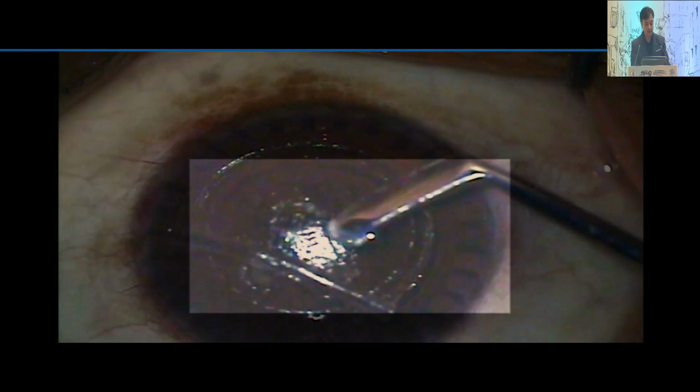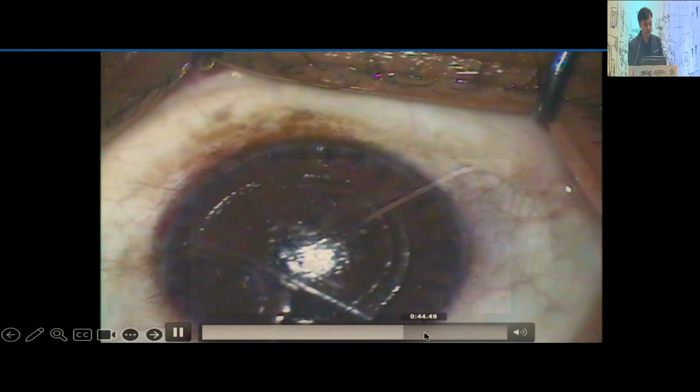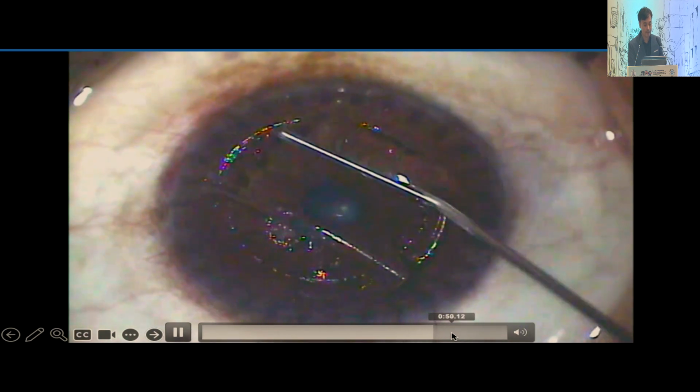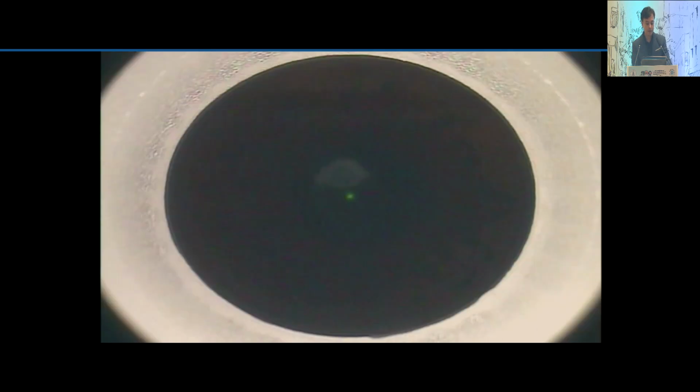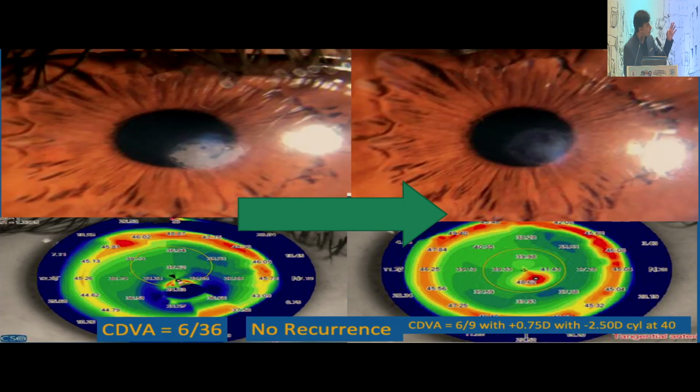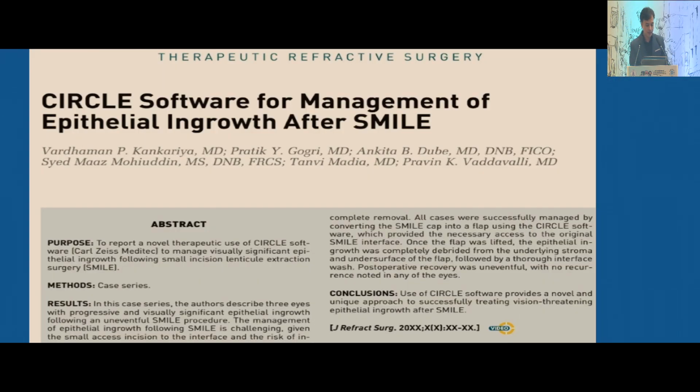Once this is done, you can use any tool of your choice like mitomycin C, put the flap back in its place, and after this novel use of Circle, we could see that the patient did very well. Just one week after the procedure, the patient improved from 6/36 to 6/9 with a very small astigmatism. We published this case in JCRS two years back.